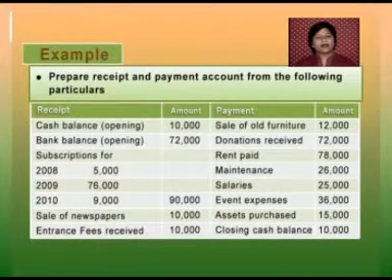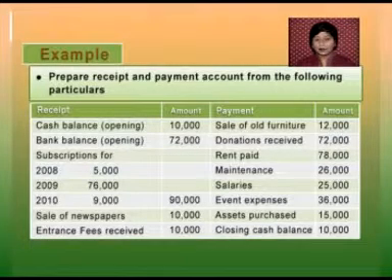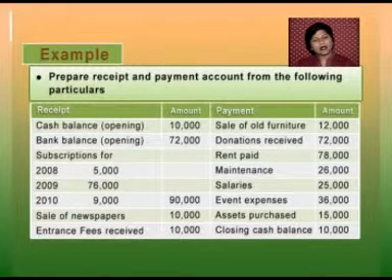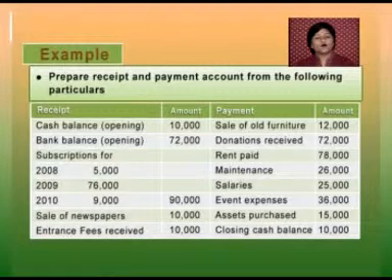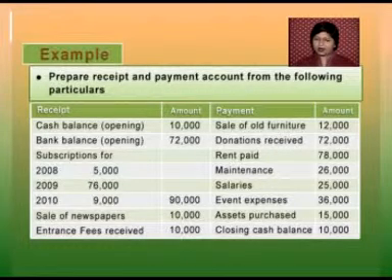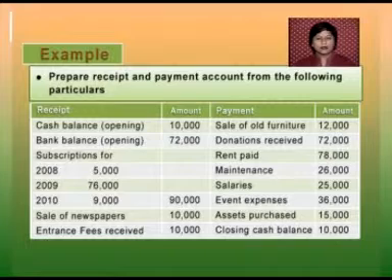Now let us take one example and understand the preparation of the receipt and payment account. The particulars are in front of your screen. Cash balance and bank balance both have opening balances. Subscriptions for the years 2008, 2009 and 2010. Then sales of newspapers, entrance fees received, sales of old furniture, donations received, rent paid, maintenance, salaries, event expenses, assets purchased, closing cash balance.